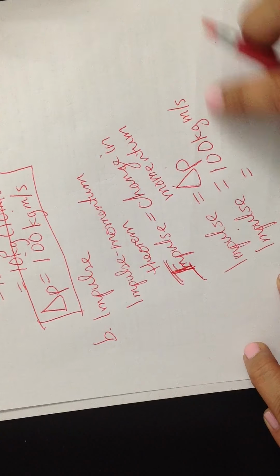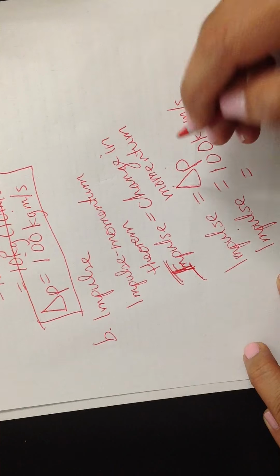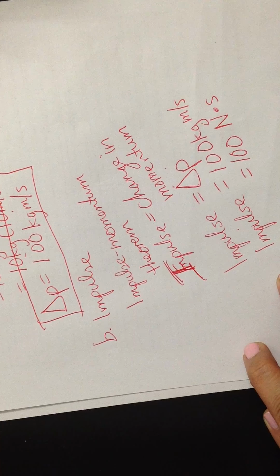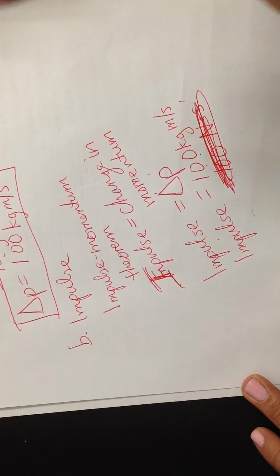But our units for impulse are newtons times seconds. So, oh, don't worry about that part. So impulse basically is just equal to 100 kilograms meters per second. Okay? And that's pretty much it.